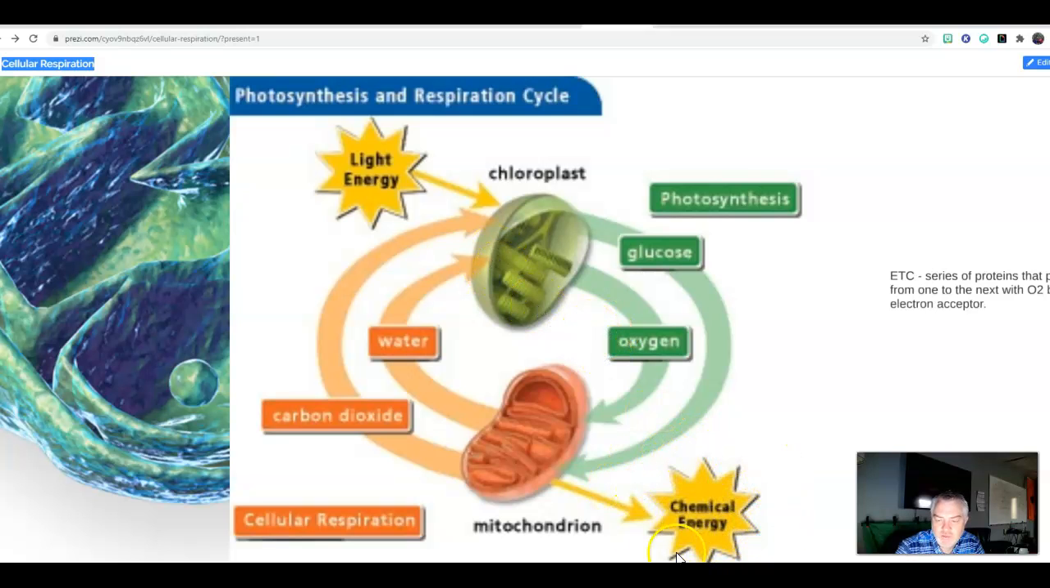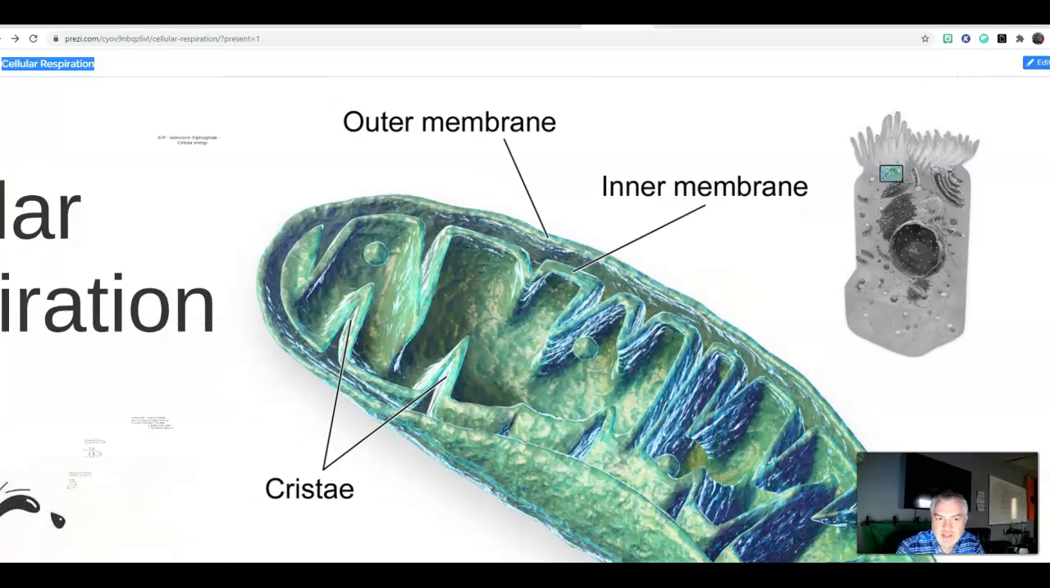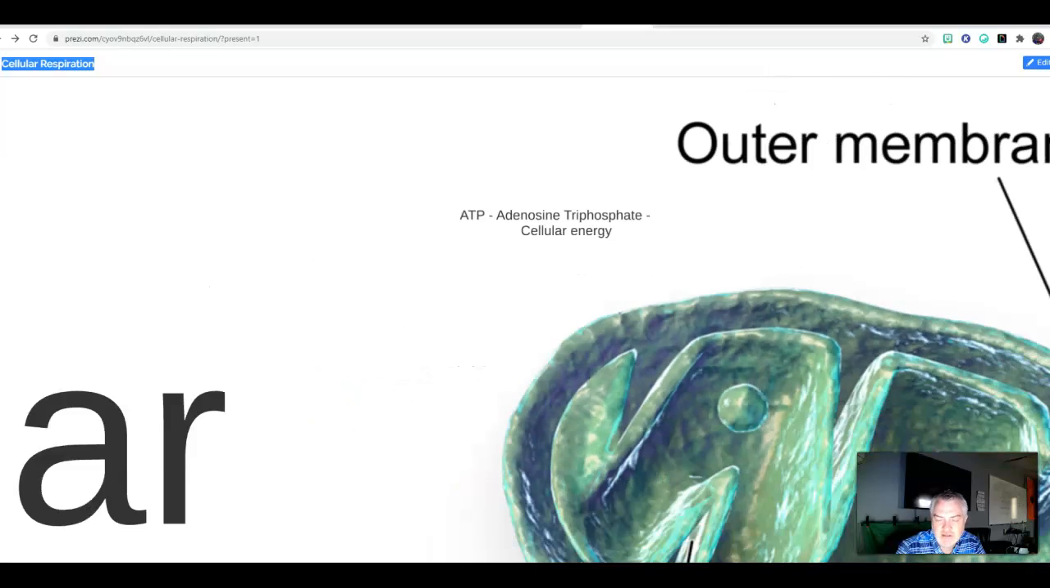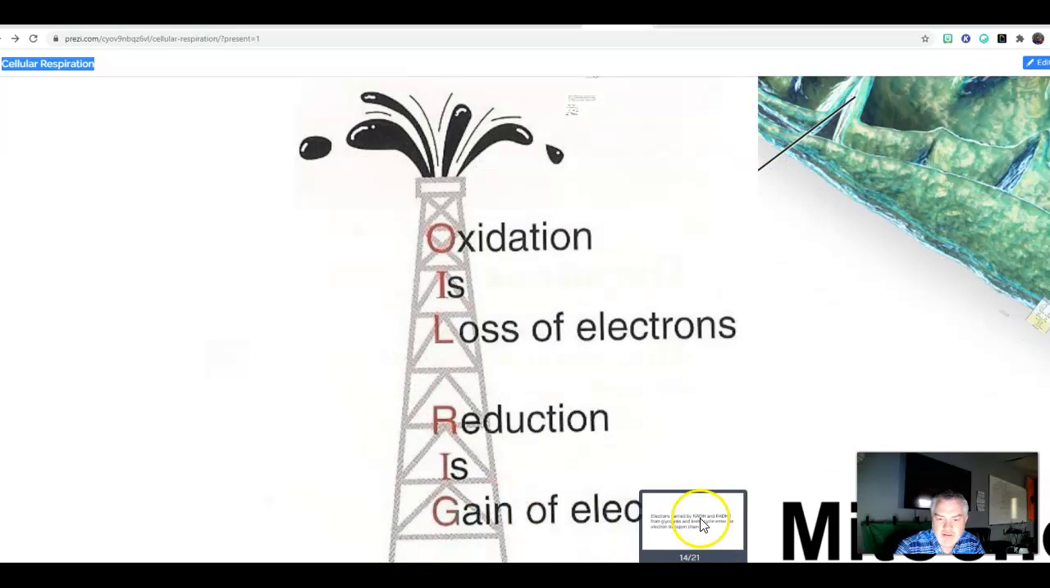But we're really wanting this chemical energy, and that chemical energy that we use is ATP, adenosine triphosphate. That's cellular energy. So all of the processes that you do on a daily basis, your body uses ATP to provide the energy for all those processes. Now, throughout the process of cellular respiration, there are a lot of oxidation reduction reactions. So there's a little trick to help you remember what those words mean.